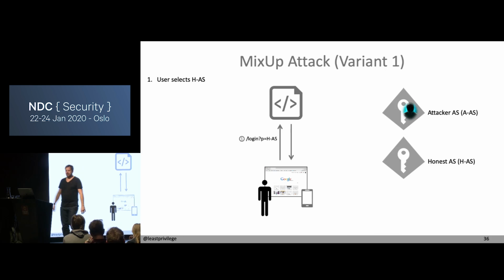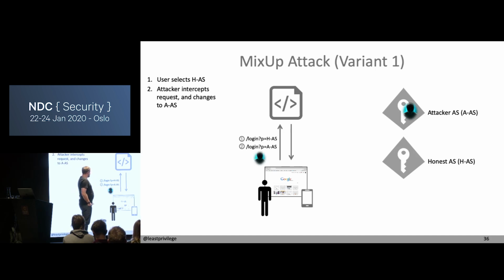Yeah, but we have two STSs. One is called the honest STS, which is the good one, and one is called the attacker STS, which is the bad one. So imagine that the user clicks the honest STS in the UI. I want to log in with this guy, or get a token. So he chooses that one. The attacker can on the fly change that to the attacker STS. Okay. So now the client thinks he wants to talk to the attacker STS.